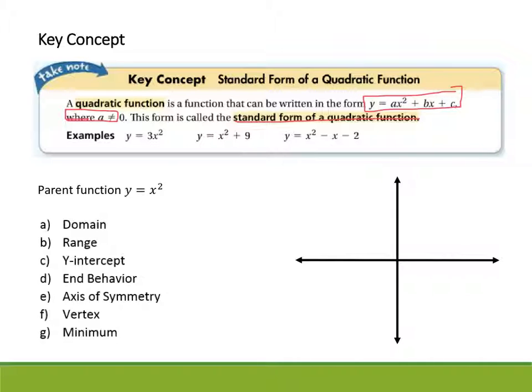Now you might be asking yourself the question, well, why can't a equal 0? So let's just write out what would happen if a equals 0. So I'll write it up here at the top.